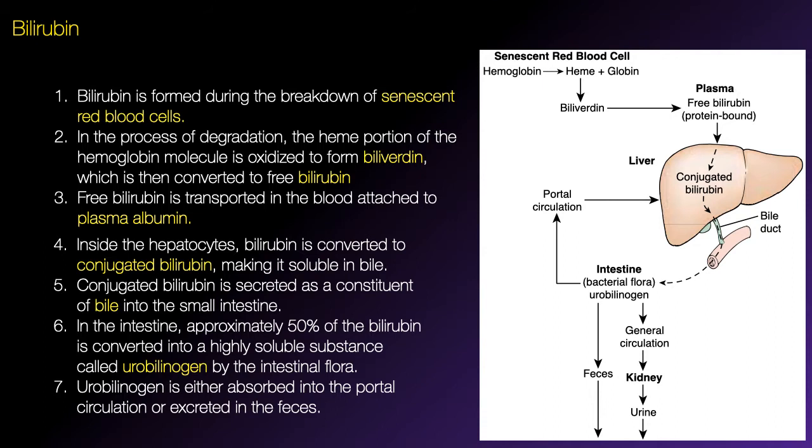Then hepatocytes convert bilirubin into conjugated bilirubin, which is then soluble in bile and can be excreted into the small intestine. And there, intestinal flora converts half of the bile pigment into another component called urobilinogen, which can also be reabsorbed or excreted.